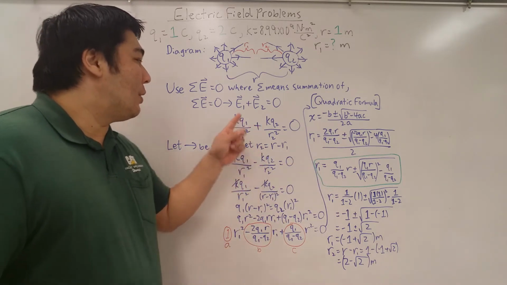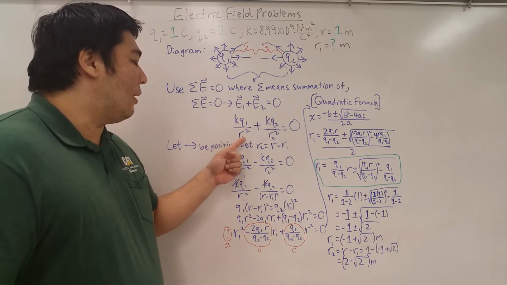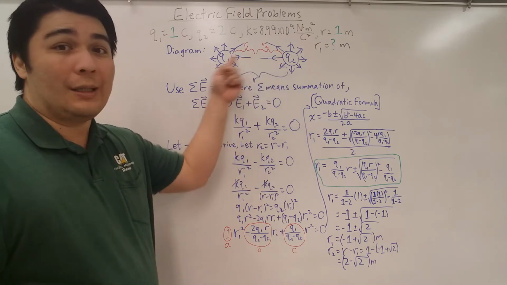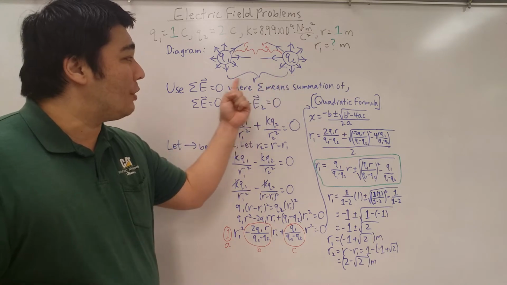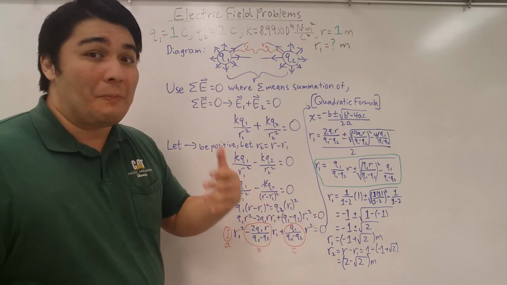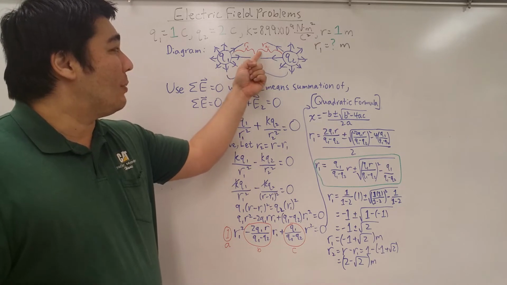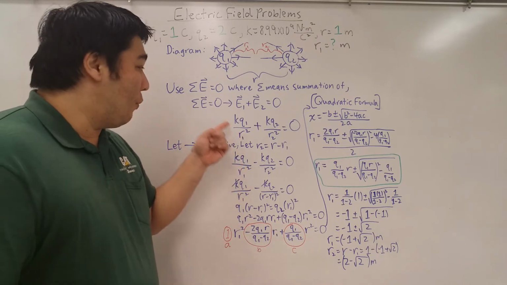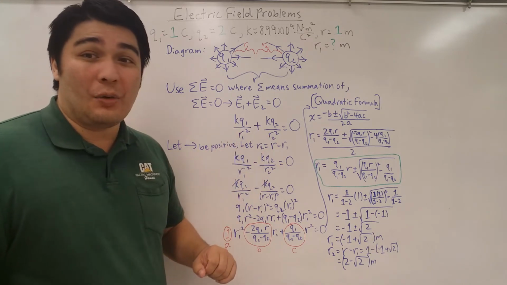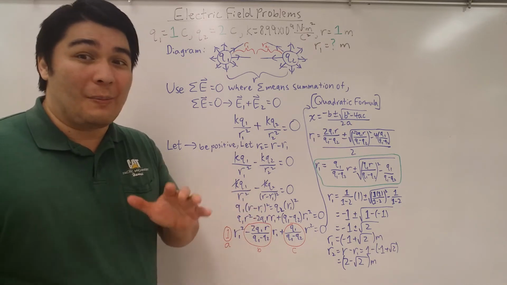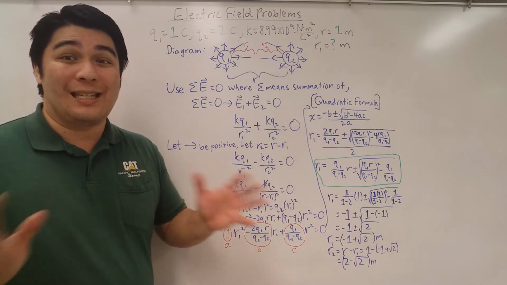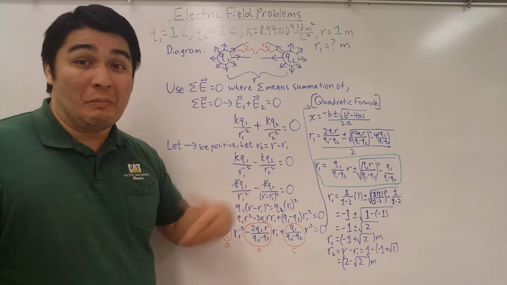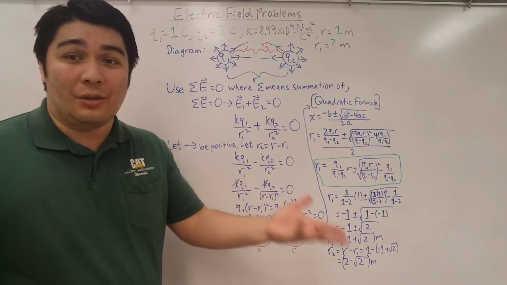Now, when I write this out, I have kq1 over r1 squared plus kq2 over r2 squared. Why is it r1 and r2? Because I don't actually know what these distances are. All I know is the total distance, but where the field is 0, I don't know. So I've got these two variables, r1 and r2, that I don't know. Don't get me wrong, I have one equation and two unknown variables. This freaks me out a little until I allow for a condition that will help me solve this. Otherwise, with two variables and one equation, I can't get a unique solution.